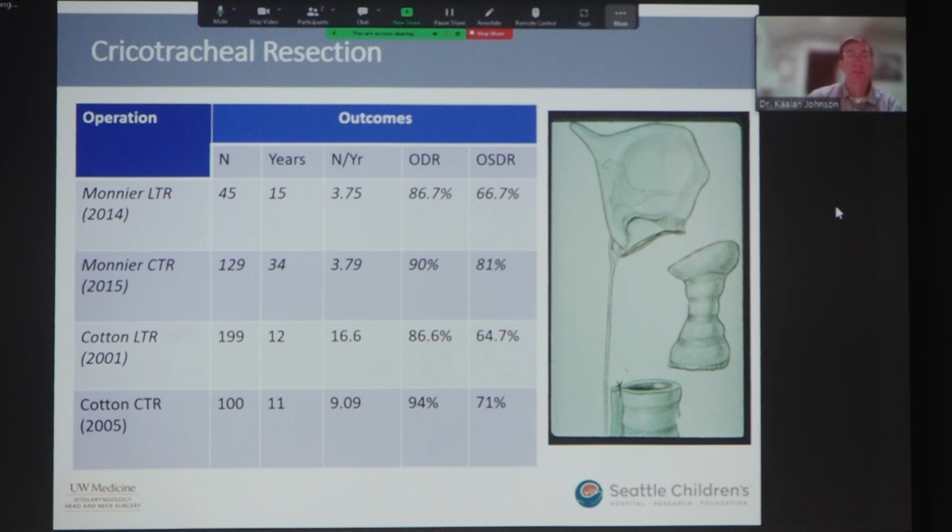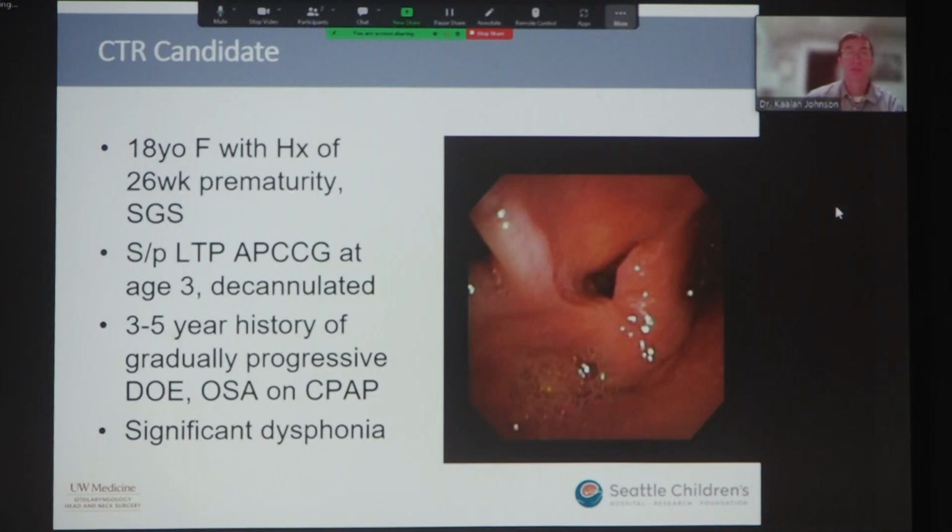But despite that difference in experience, their overall decannulation rates for LTRs were remarkably similar, and their operation-specific decannulation rates, again, were similar. And then for CTR, slightly higher overall decannulation rates, but again, similar between the two groups, and the same for operation-specific decannulation rates. So if you do a reasonable volume of these procedures, I think the bottom line is you can get good outcomes, whether you tend to start with augmentative procedures or resection procedures first.